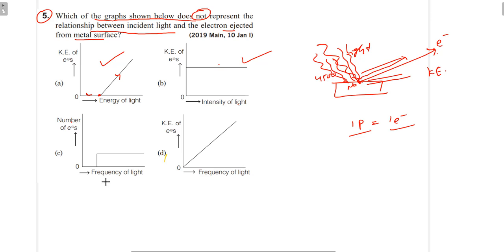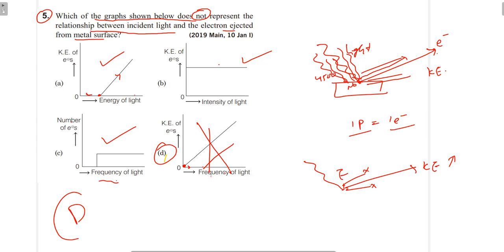Next, number of electrons versus frequency of light. When frequency of light is increasing, when energy is increasing, obviously kinetic energy will increase. But the number of electrons is not increasing, so the number of electrons is the same. So this graph is also correct. Then when frequency of light is increasing, kinetic energy is increasing, that's true. But when frequency of light is very small, this graph shows kinetic energy also given, so it is not started from the origin. This is wrong. This graphical line should not start from the origin, because when frequency of light is very minimum, at that time no electron is ejected. So your answer finally is D. D is the answer, which is not correct.